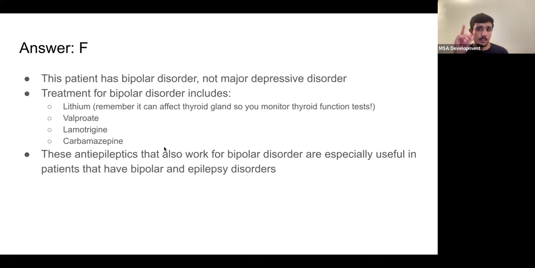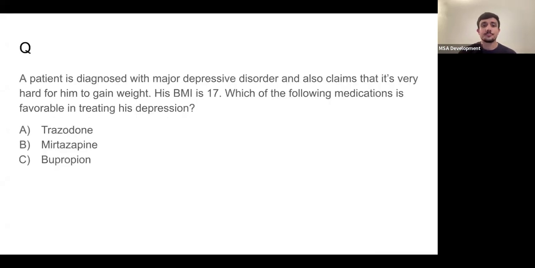And let me ask you this. What are the mechanisms of action of valproate and carbamazepine? Carbamazepine, if you remember, blocks sodium channels. Valproate blocks sodium channels as well as what? It inhibits the GABA transaminase enzyme. Remember? Okay, good. I hope you remember. So that was for bipolar disorder. Now, next question.